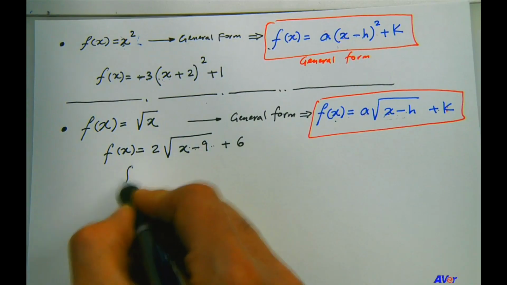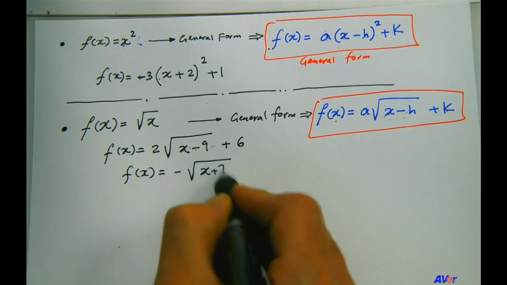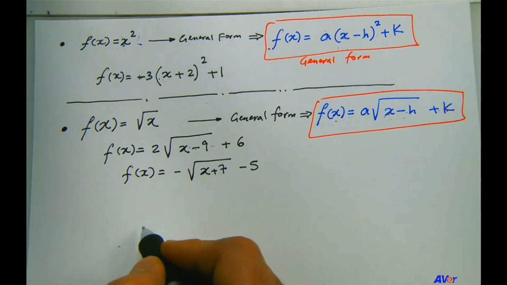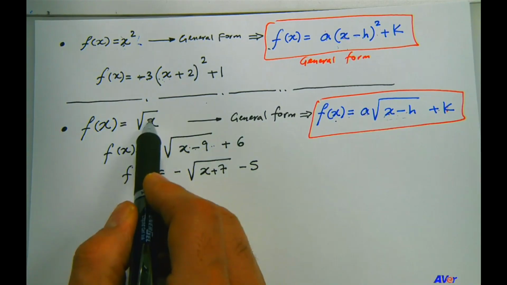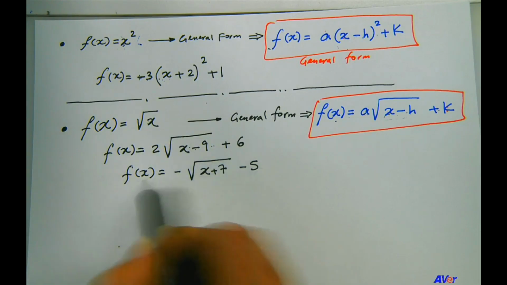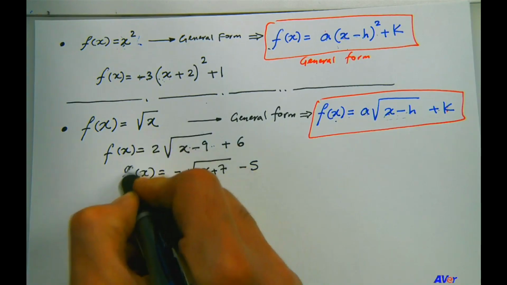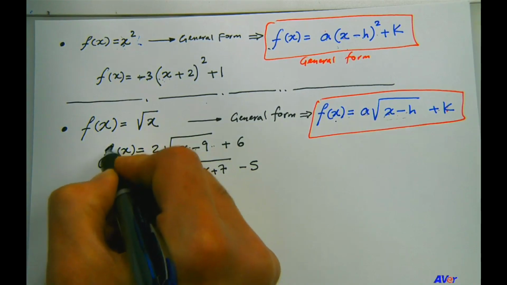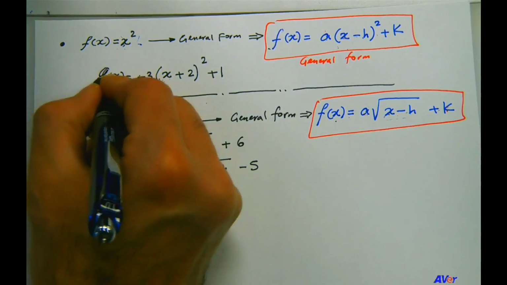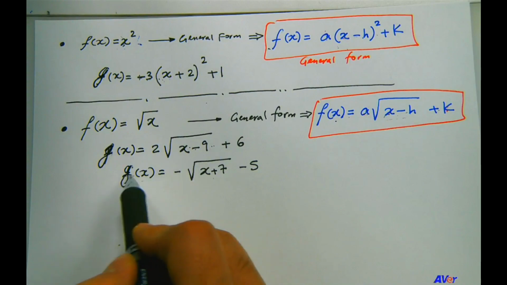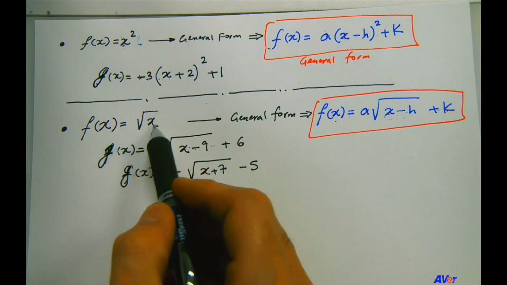Okay, so another example, we can say g of x equals minus square root of x plus 7 minus 5. Right? That's another example of a square root function. So how would this function change according to this specific example? Now this function, let me call it g of x, because that was f of x. How does this g of x transform f of x, which was the basic square root function?